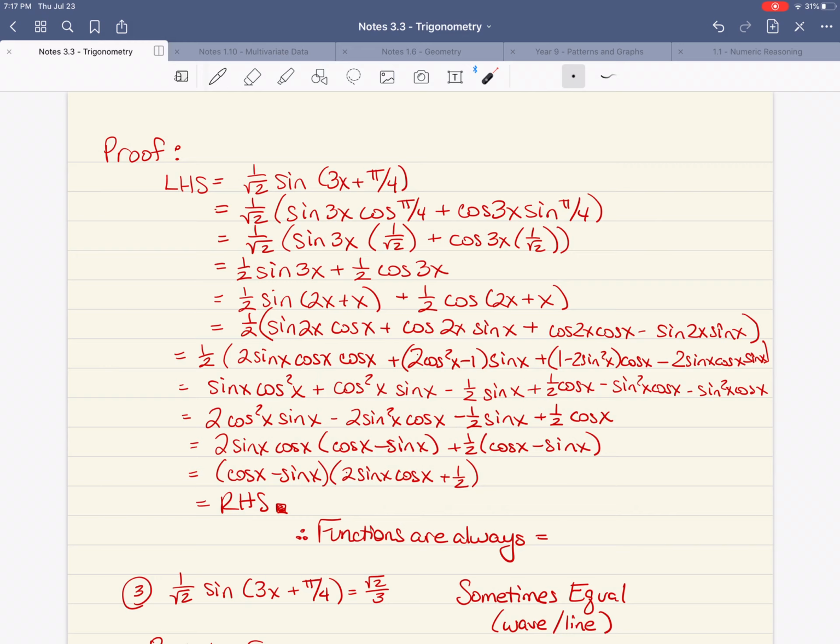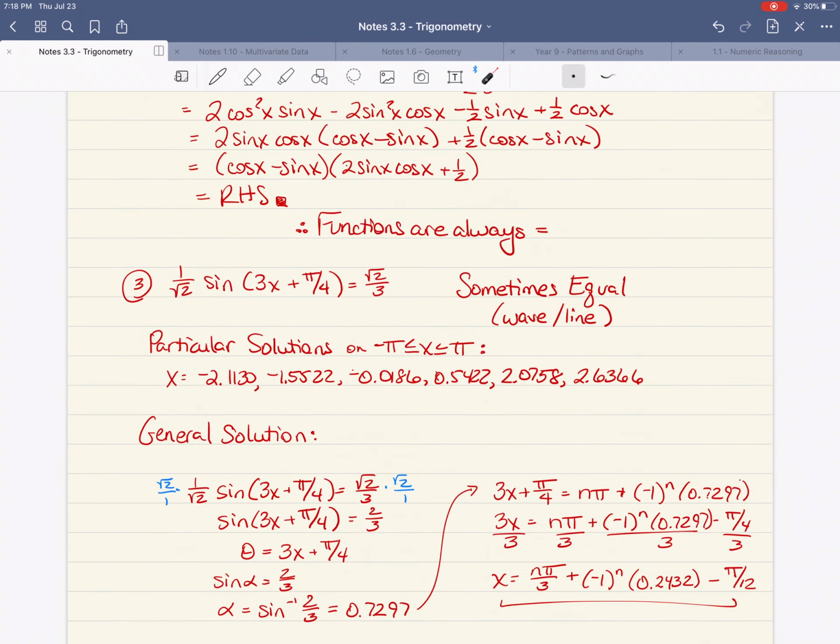Then here, I can pull out a half. I do plus because that turns this around and makes this bracket match this bracket here. When those two brackets match, you pull it out as a common factor. The leftovers, the 2 sine cosine plus a half, goes in the back. There's my right-hand side. I am done. Make sure you summarize here that the functions are always equal.